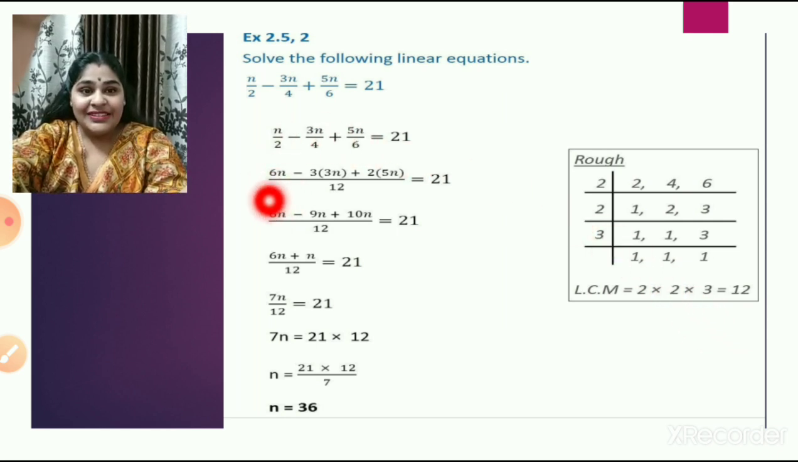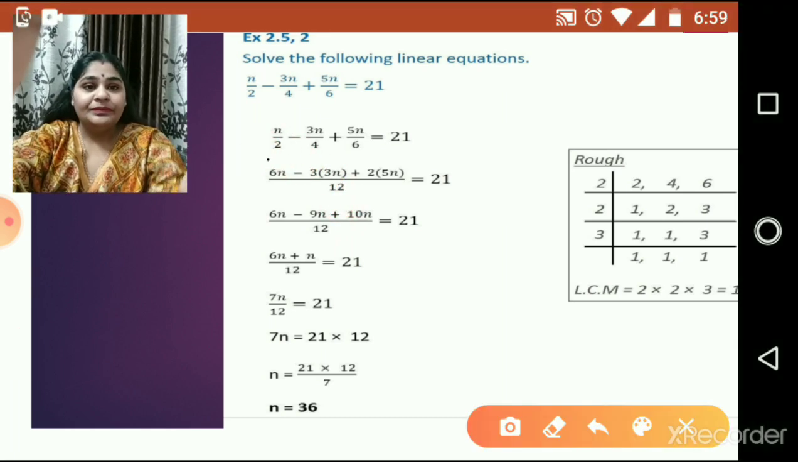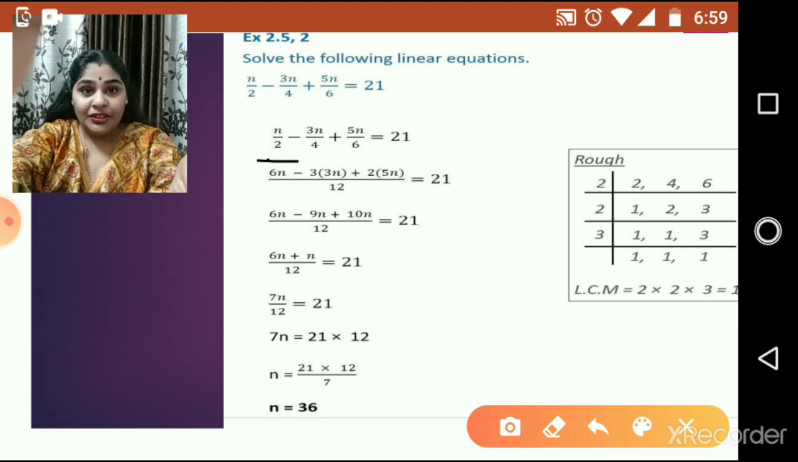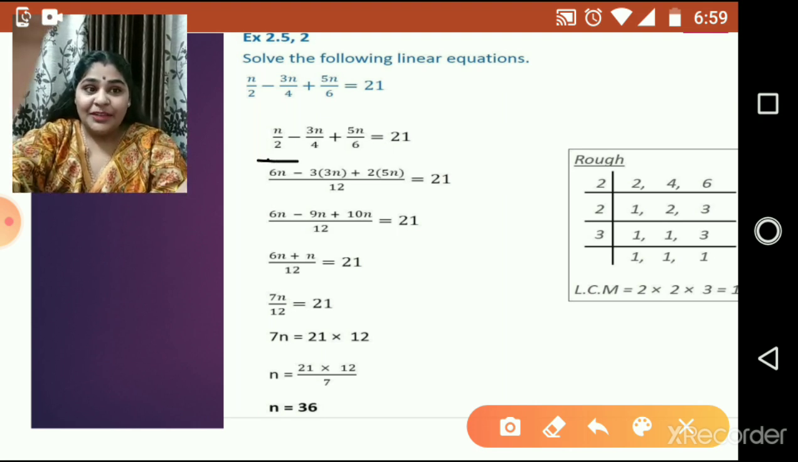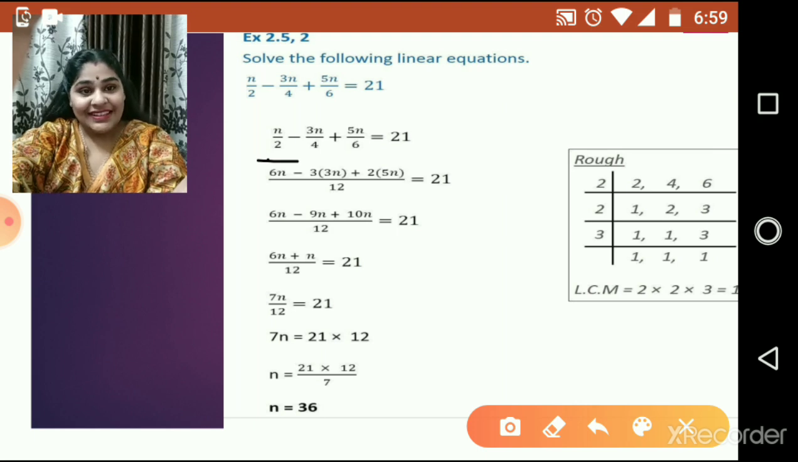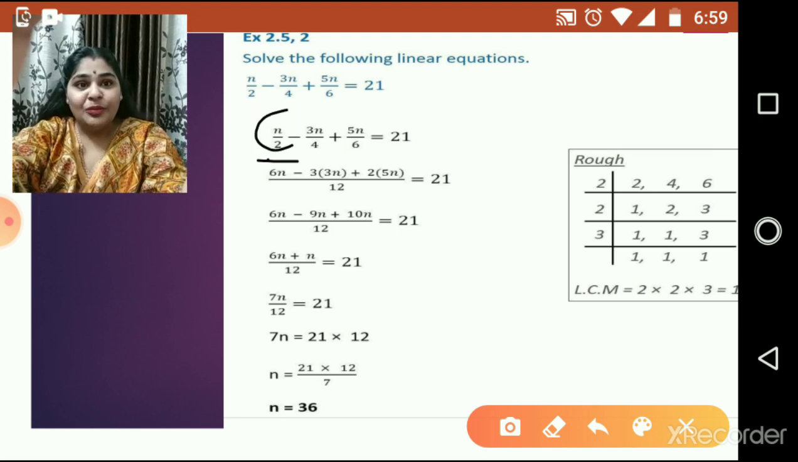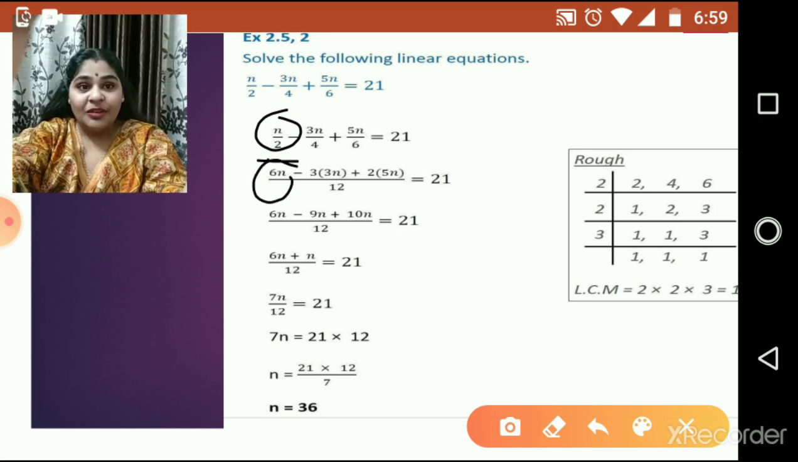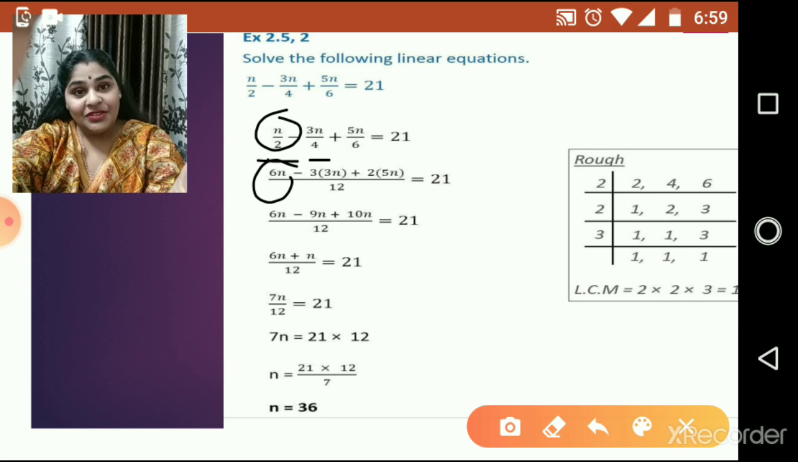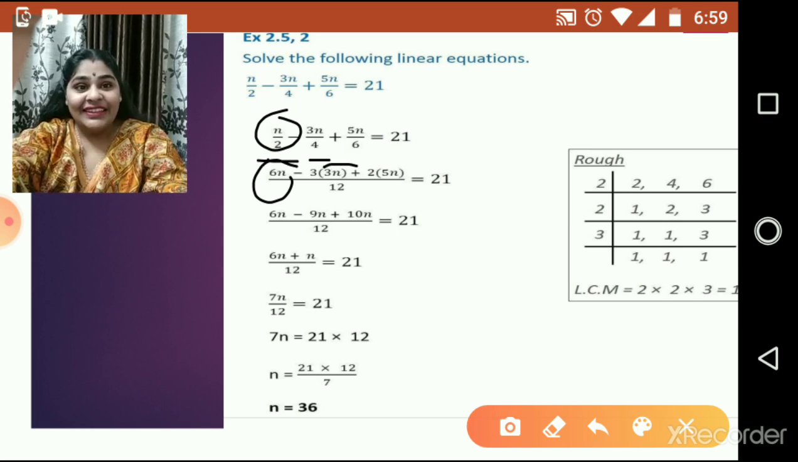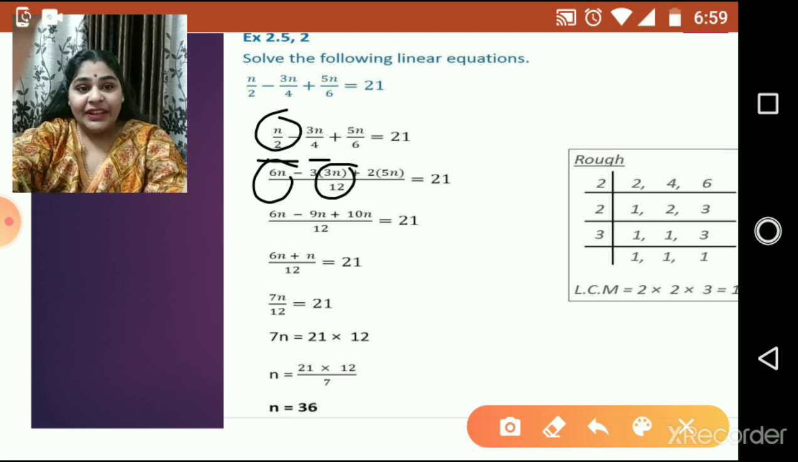So let us take the denominator common as 12. In the first term, it is n upon 2. Now 2 into how many times is 12? Yeah, 6. So we will multiply the numerator by 6, so it becomes 6n. Now in the second term, it is 4. 4 into how many times is 12, children? Yes, 3. So we are multiplying 3 in the numerator here. So it is minus 3 into 3n upon 12.